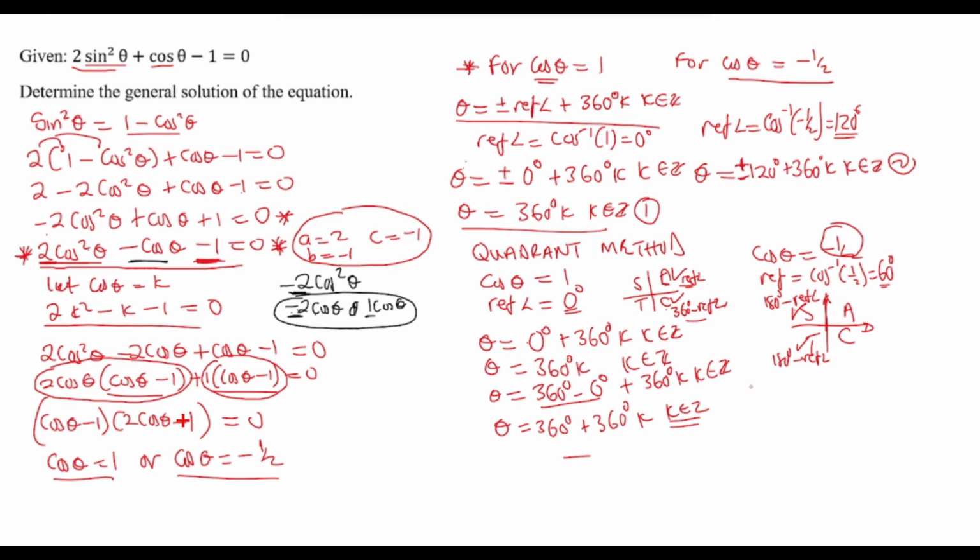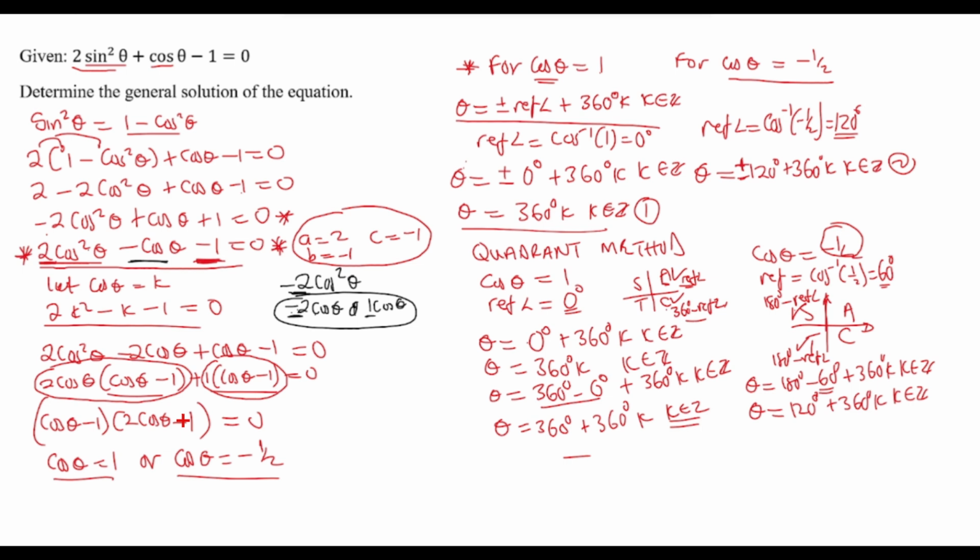Let's start with quadrant 2. So it's going to be theta is equal to 180 degrees minus 60 degrees, 60 degrees being our reference angle, and then plus 360 degrees times k, where k is an integer, right? And then we can simplify this. Theta is equal to 120 degrees, then plus 360 degrees times k, where k is an integer, right?